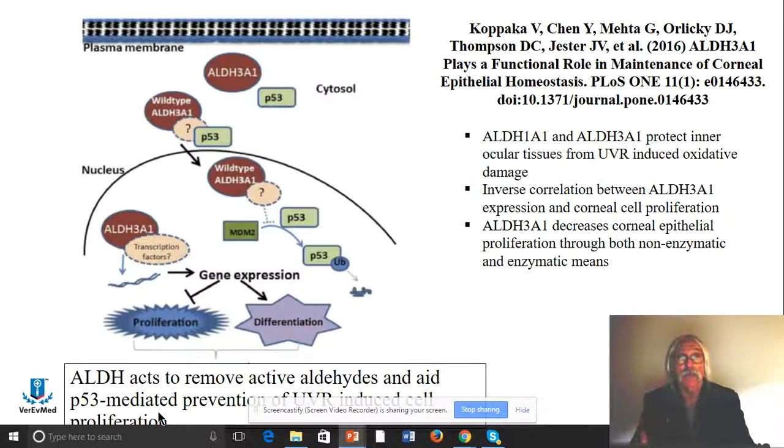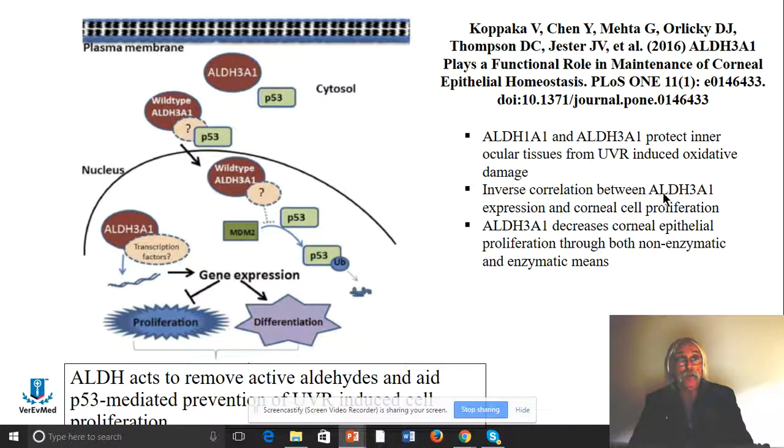So we get a lot of ultraviolet radiation. That's why we want this protein to be active. We want it to be able to carry P53 in the nucleus. We want it to be able to shut down proliferation and cause terminal differentiation. So again, summarizing, aldehyde dehydrogenase, both the 1A and the 3A1, protect intraocular tissues from UV radiation, which causes oxidative damage, partially because it produces reactive oxygen species.